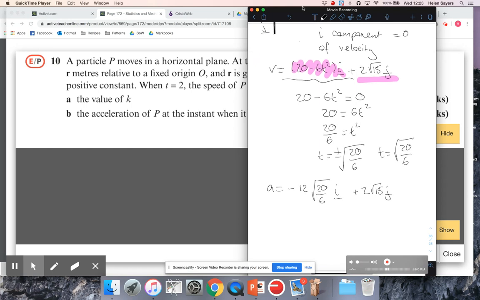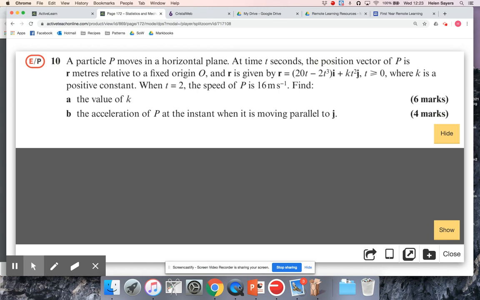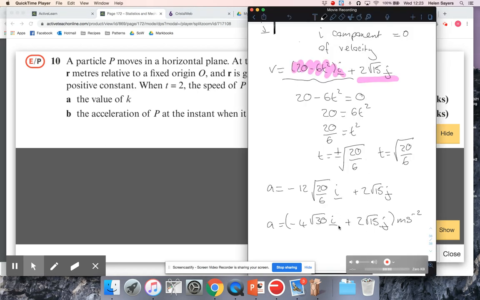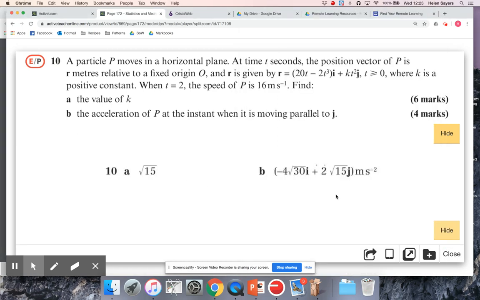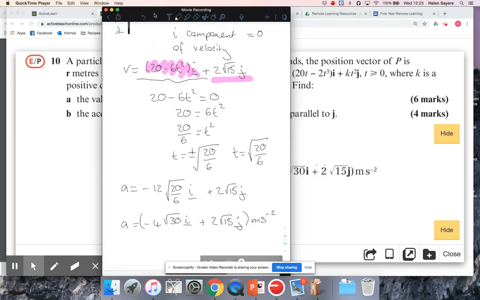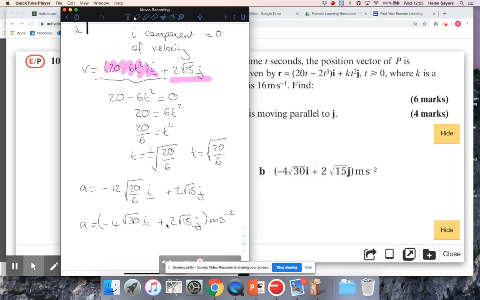I'm going to be lazy and just stick that into the calculator. Again, just be careful, it's the square root of 20 over 6, all inside the square root. That's giving me minus 4 root 30 i plus 2 root 15 j. We'll include the units just in case. It doesn't mention exact form or rounding, so I think I'm just going to leave that in exact form. It's really the neatest way to give it. And I'm just going to double check our answers. Acceleration, yes, minus 4 root 30 i plus 2 root 15 j, lovely.